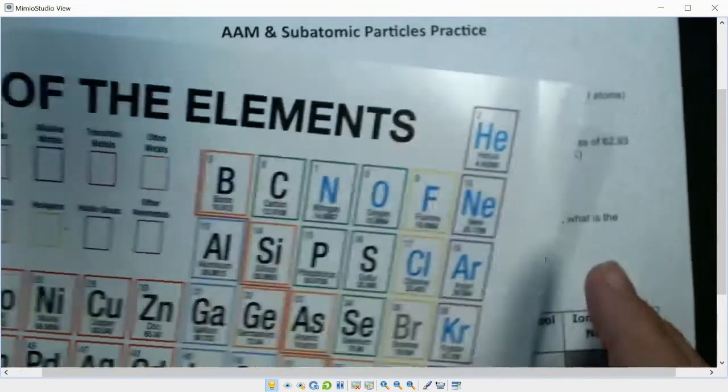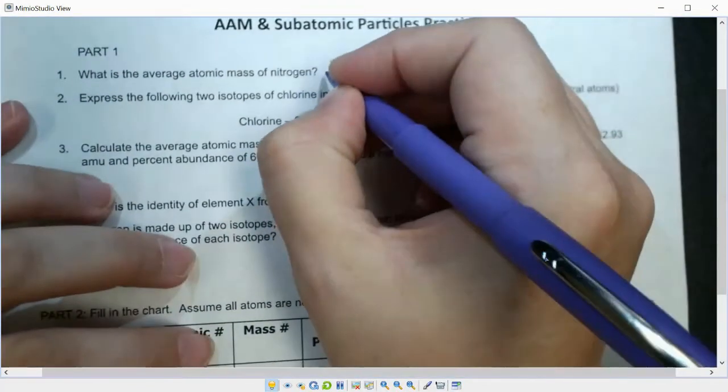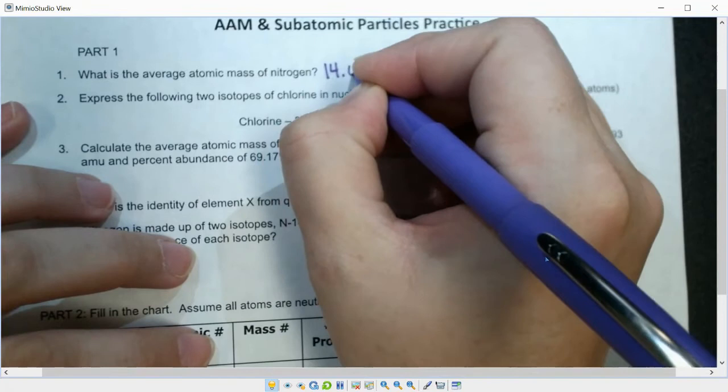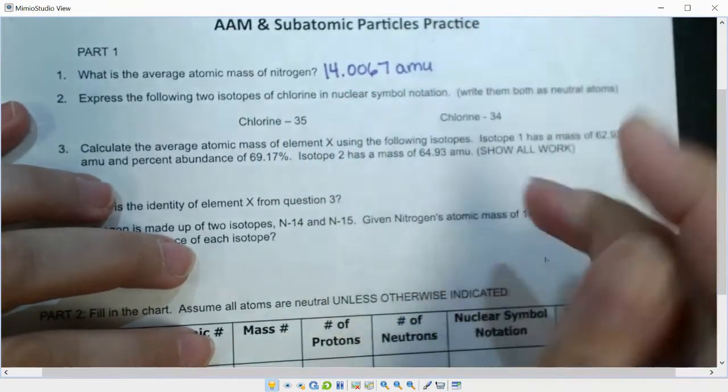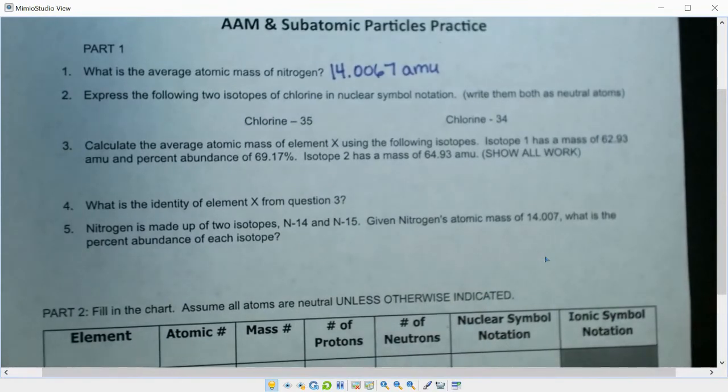Don't stress if the periodic table that you're referencing only goes out 3 decimal places. It's perfectly A-okay. So the average atomic mass of nitrogen is 14.0067. And for now, we're going to call that atomic mass units. We do learn a new unit for average atomic mass later on.